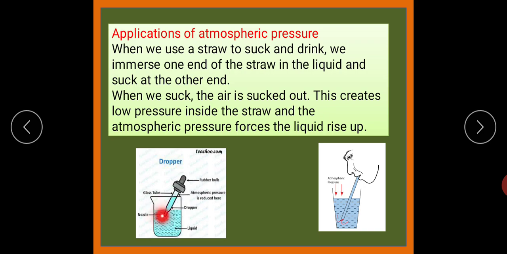Similarly, in this dropper also the same thing happens. What we do here, we suck the air with the help of the upper part of the dropper, and then the liquid rises up. This is because the atmospheric pressure around it is more, and the low pressure is there inside this capillary. So it rises up.